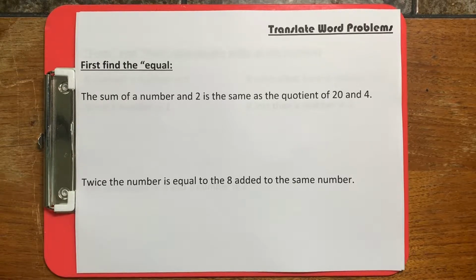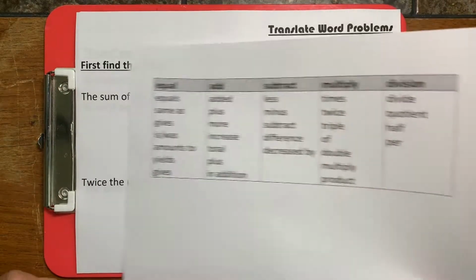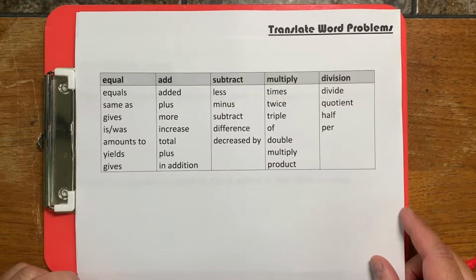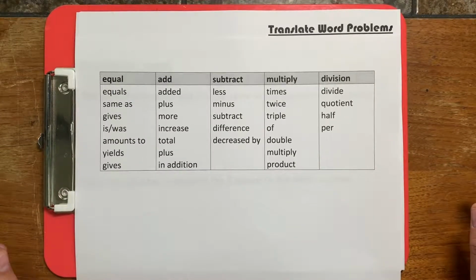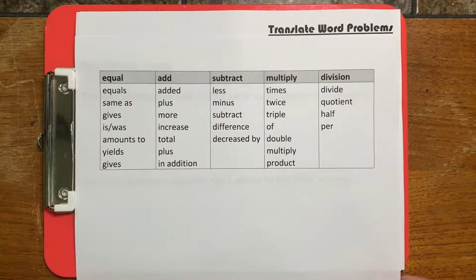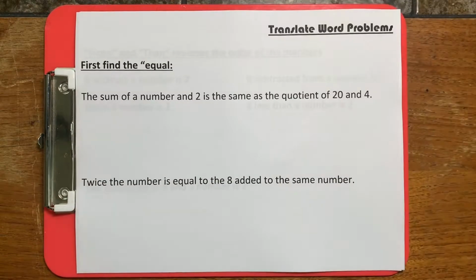What we're going to work on in this video is how to translate word problems. The first thing I would do is copy this list, and what this list has are the synonyms for equal, addition, subtraction, multiply, and division. Once you have an idea of what these words mean, let's look at an actual problem.